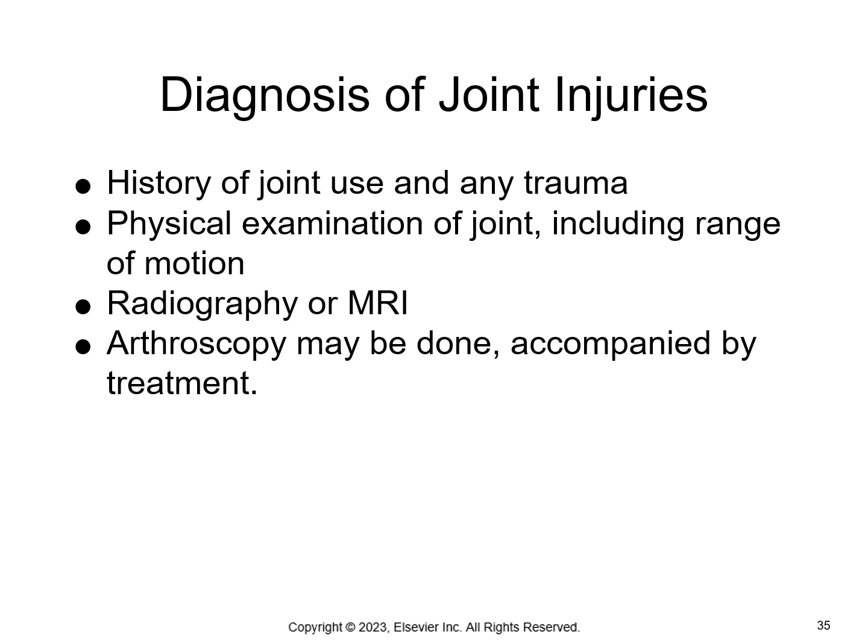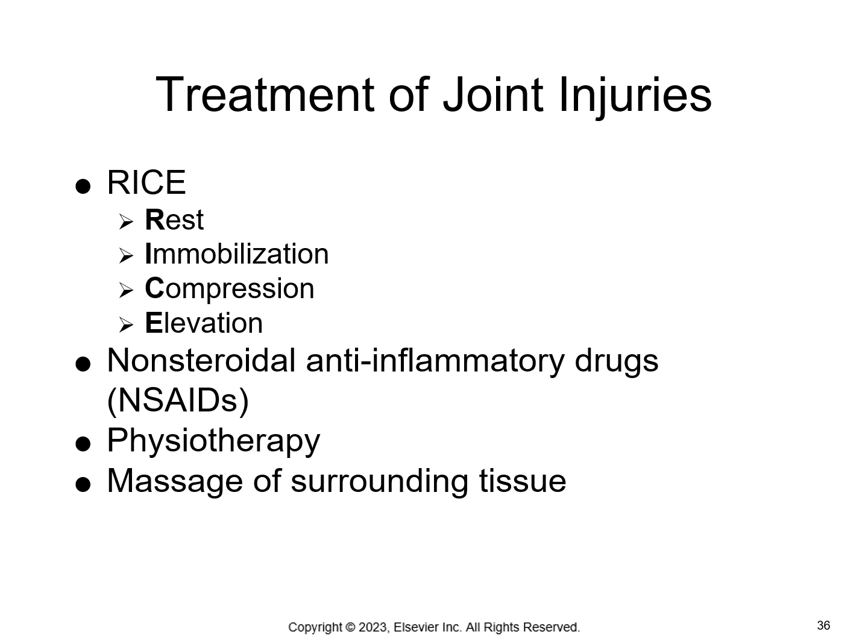For joint injuries, diagnosis would require a history, x-rays, and arthroscopic examinations to look inside. It also may require something like an MRI. Additional methods of treatment may include rest, immobilization, compression, elevation, all things to reduce the inflammation, the pain, the swelling, all right, NSAIDs, PT, and massaging that surrounding tissue.